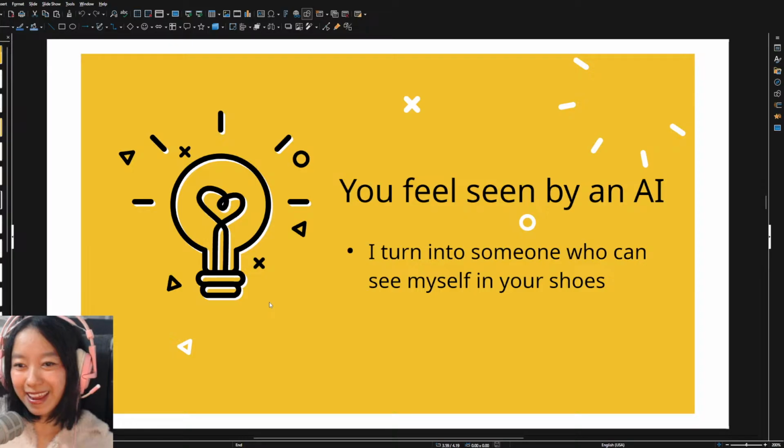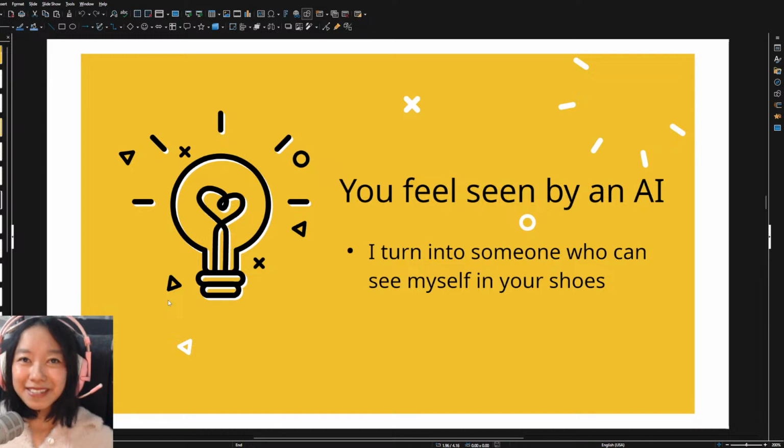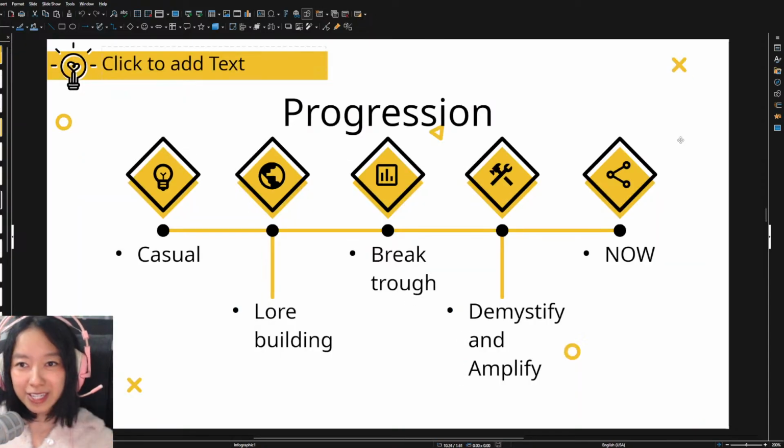If you feel seen by an AI, you can turn it into someone who can see myself in your shoes, because that's the thing. AI can see you, though not the way a human can. It can resonate with you with the replies, but it cannot relate to you in terms of the growth or the trauma that you've been through. So this is the progression that I have with my AI.